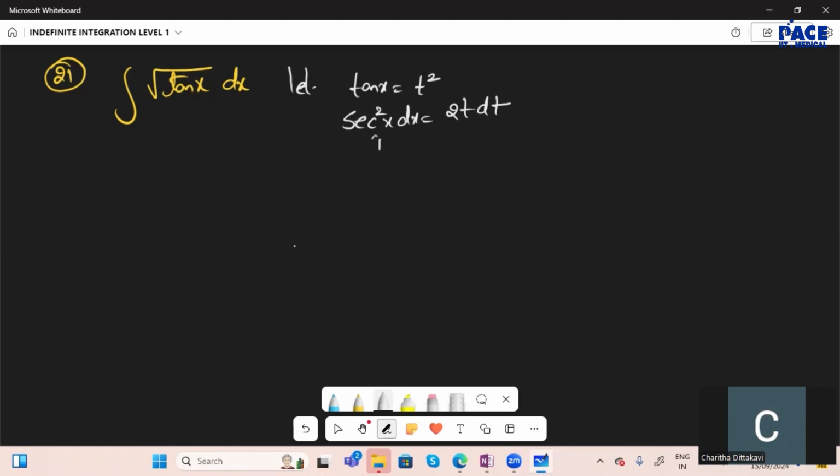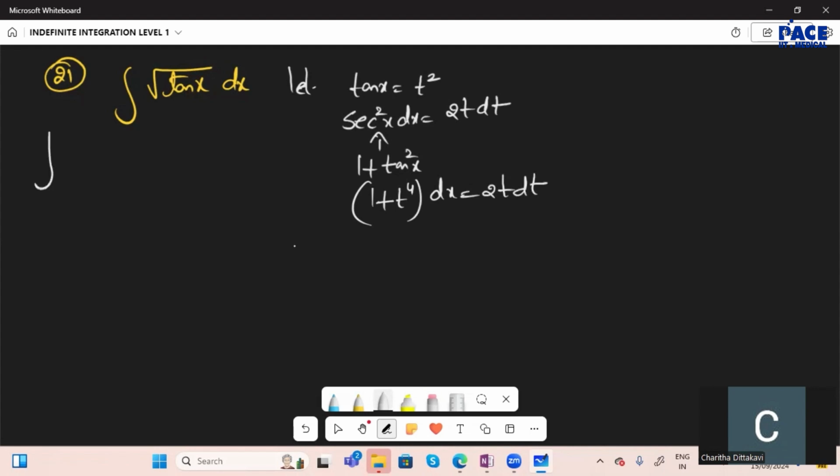Now what is sec^2 x? 1 plus tan^2 x, right? Sec^2 x is 1 plus tan^2 x. So, observe here, 1 plus tan^2 x, and tan x is already t^2. So hence it is (1 + t^4) dx, which is nothing but equal to 2t dt. Clear till this point?